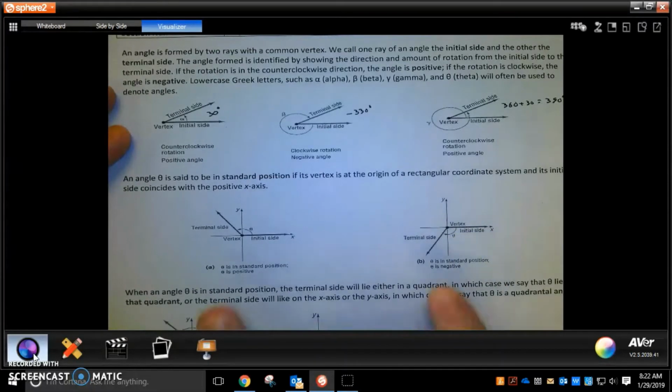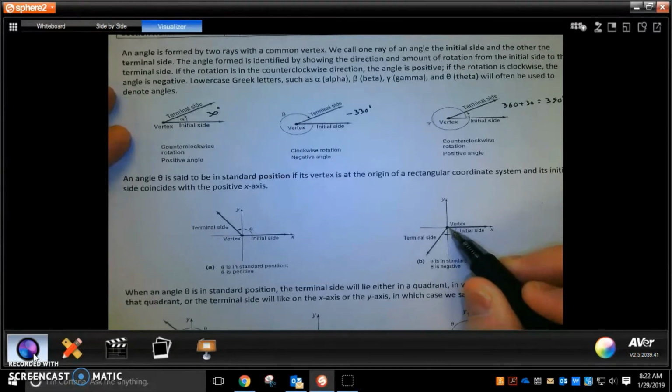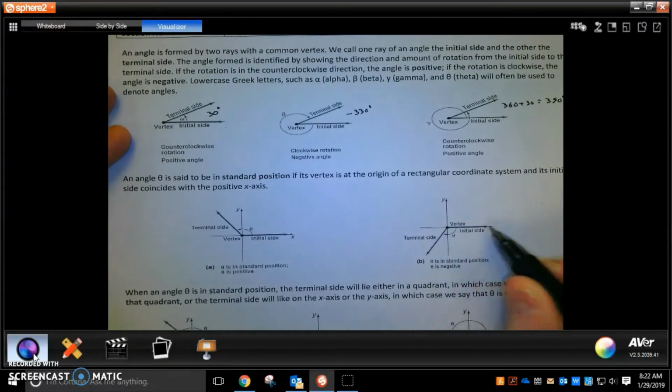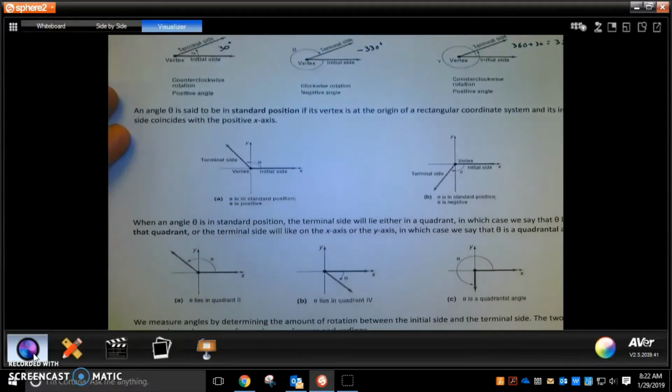Whereas this one over here, they're opening it this way, so that would be a negative angle. Both of these are in what's called standard position, and whenever we draw our angles, we will always draw them in standard position: vertex at the origin and initial side going along the positive x-axis.